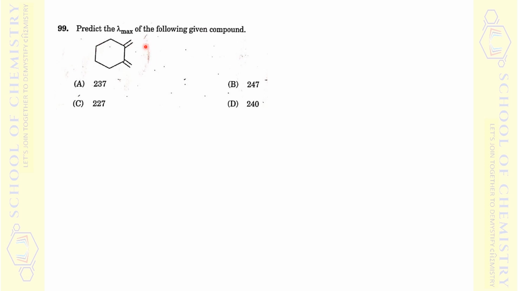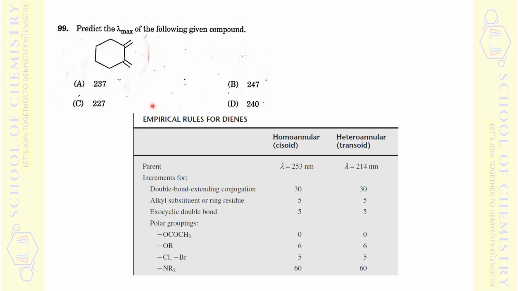For this prediction of lambda max, we follow some empirical rules called Woodward-Fieser rules. According to that rule, this is a cisoid form. This particular structure, whatever they have given, is in cisoid form, and the base value for this itself will be 253. According to this table, we can go on doing some additions. If we consider this particular moiety, there is a ring residue or substitution here. Here also the same thing. For that, 10 will be added. So somewhere around 263 nanometers we can expect.